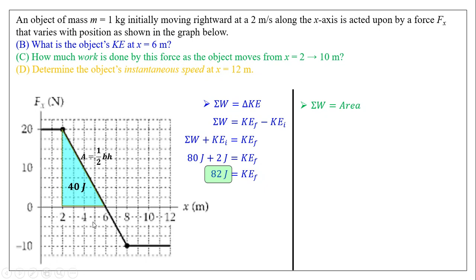I'm going to keep from 2 to 6 because I need to go from 2 to 10. Well, here, this area is also a right triangle.